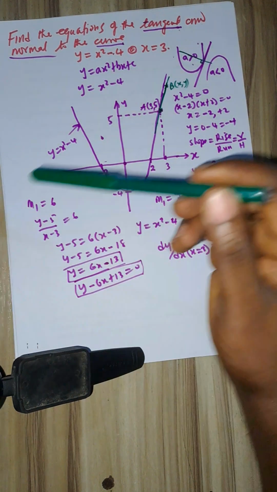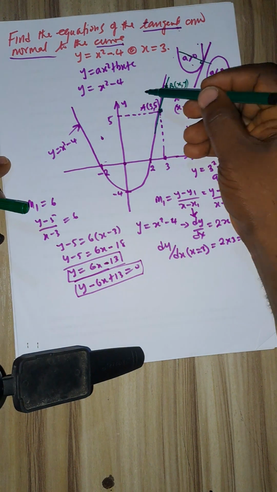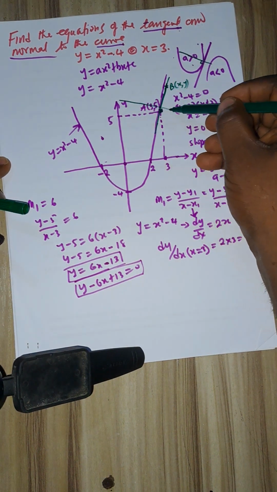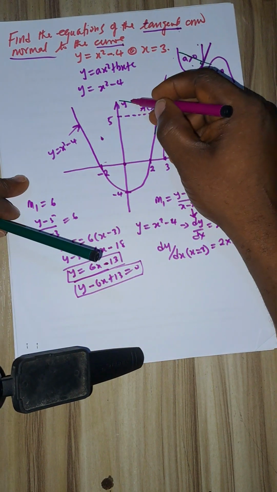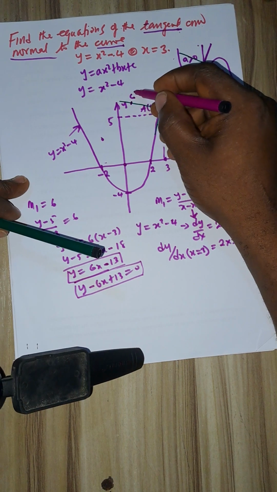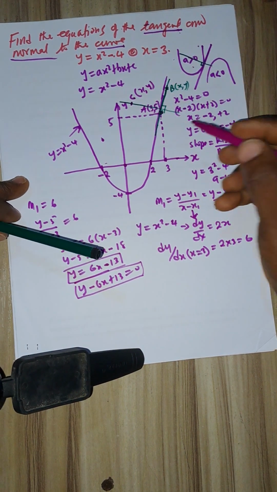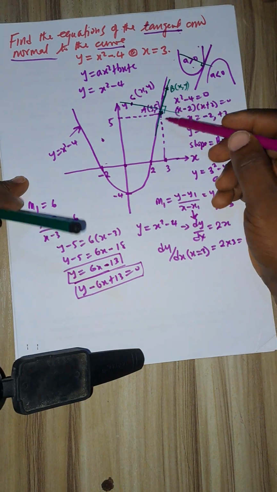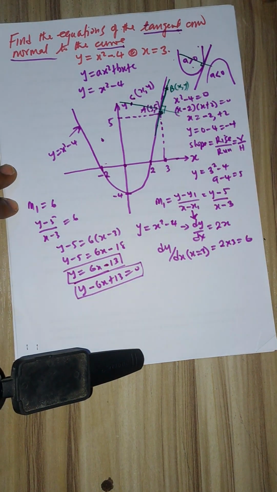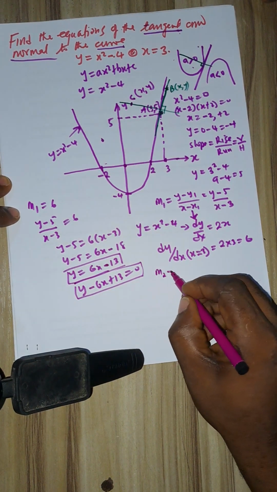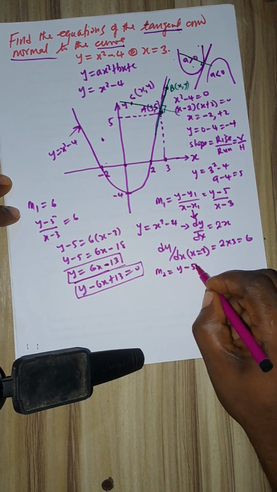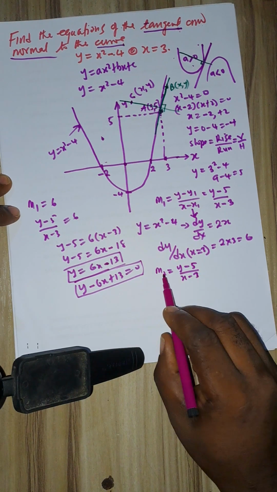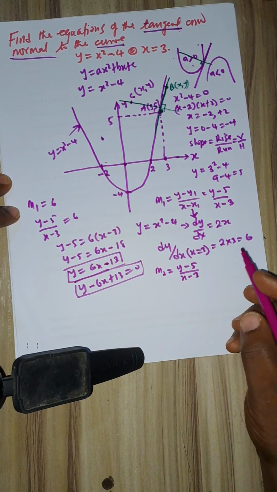Now we look at the normal, a line normal to this. Normal means it will meet the tangent at an angle of 90 degrees. So we choose an arbitrary point C whose coordinate is xy. Again, we are considering C and A. Previously we considered A and B. And so we call the slope M2, which equals y minus 5 over x minus 3. But we don't know what M2 is.